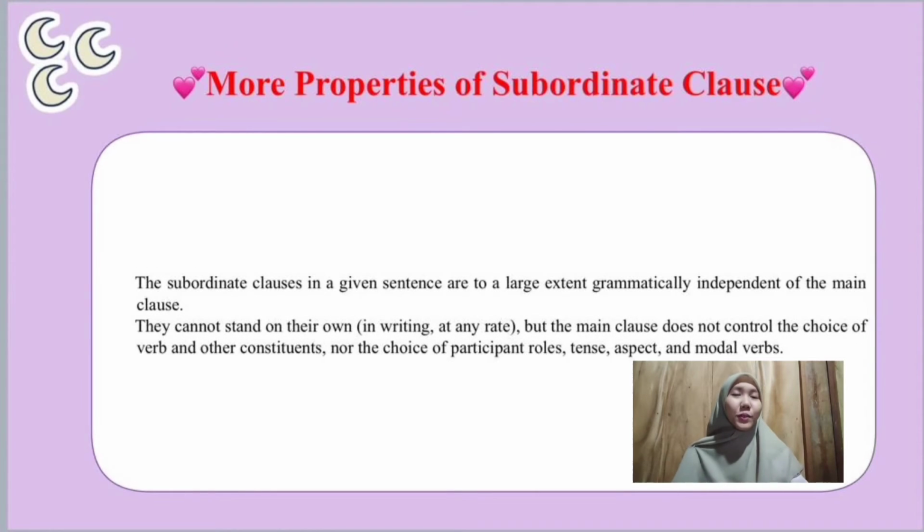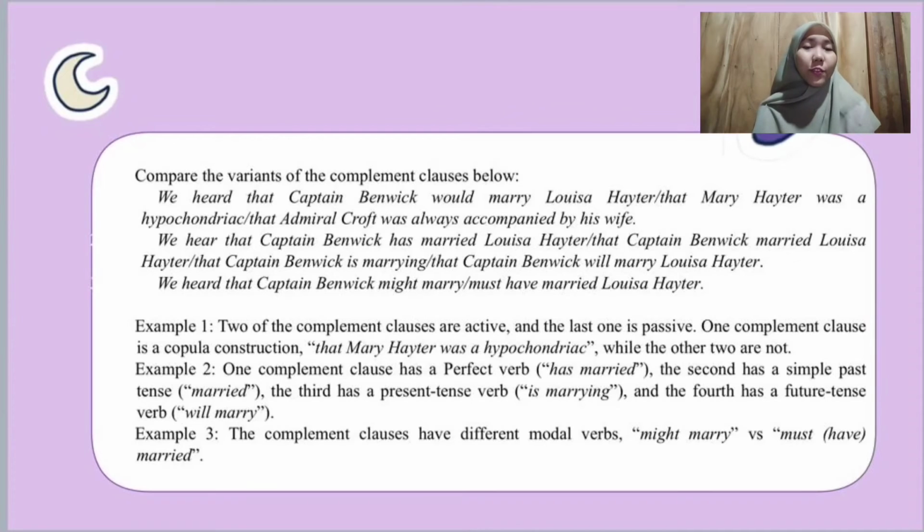Okay, I will continue the explanation. The material is more properties of subordinate clauses. The subordinate clauses in a given sentence are to a large extent grammatically independent of the main clause. They can stand on their own in writing at any rate, but the main clause does not control the choice of verbs and other constituents, nor the choice of participle roles, tenses, aspect, and modal verbs. Compare the variants of complement clauses below.